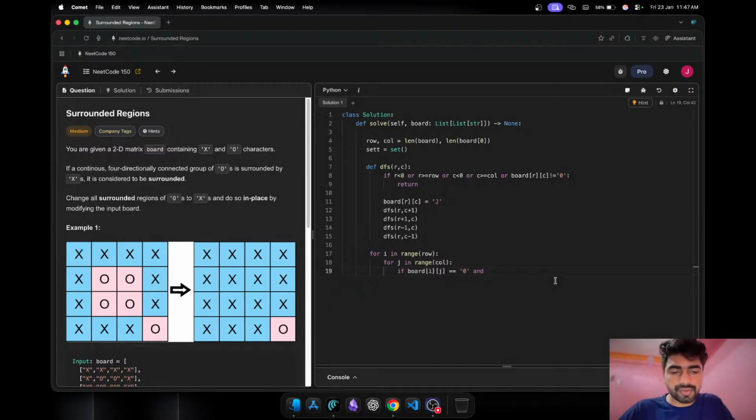So first check the rows. If I equals to 0, which means the 0 row, or I is equal to row minus 1, or J is on column 0, or J is equal to col minus 1. Am I right?